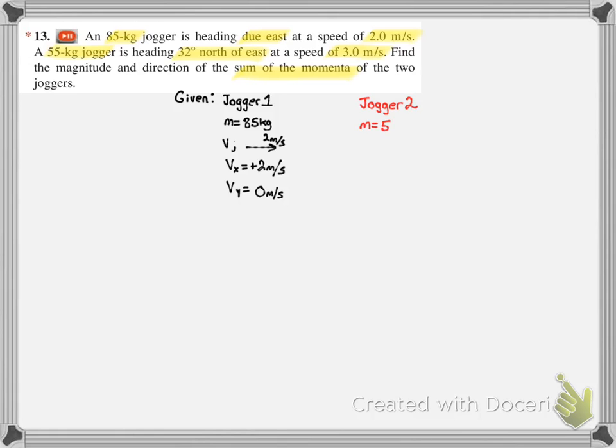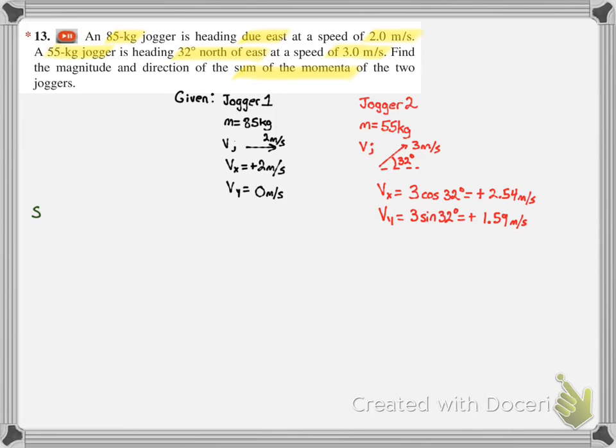For jogger 2, they also give us his mass, they give us his velocity. His velocity is acting at an angle of 32 degrees north of east, and they tell us that he's moving at 3 meters per second. So we use trig to break that up into its components, and we find out that he's moving plus 2.54 meters per second in the x direction, and positive 1.159 meters per second in the y direction. So that's pretty much what's given to us, and a little bit of calculation involved.